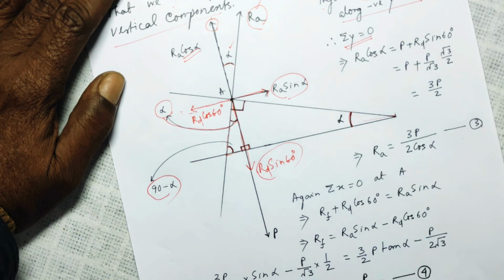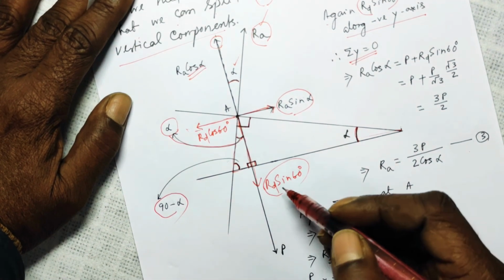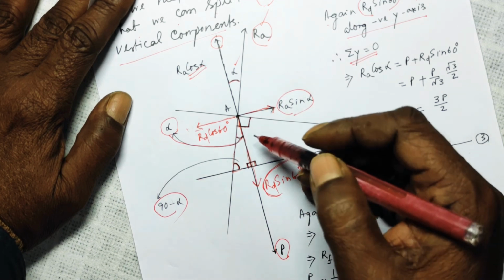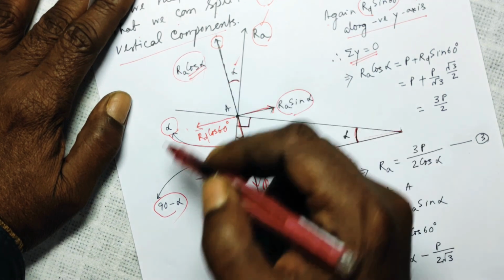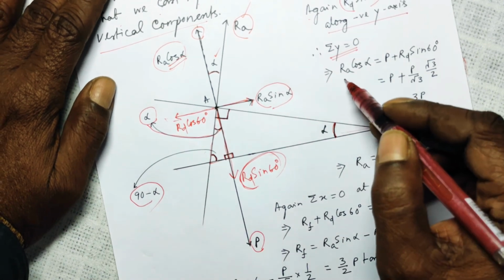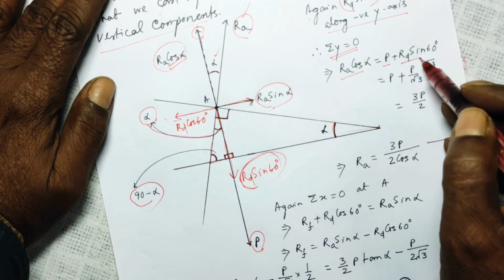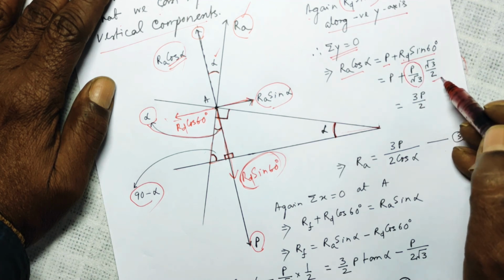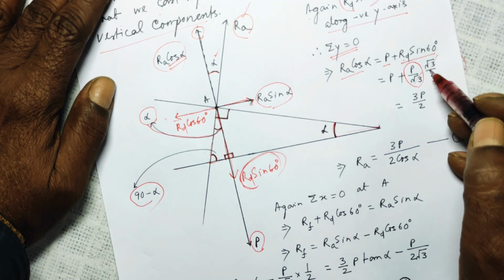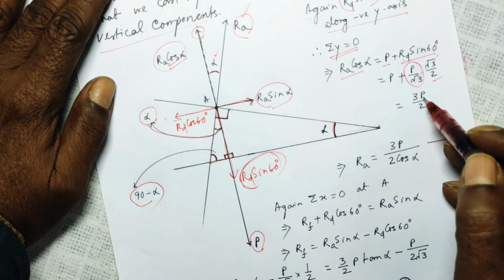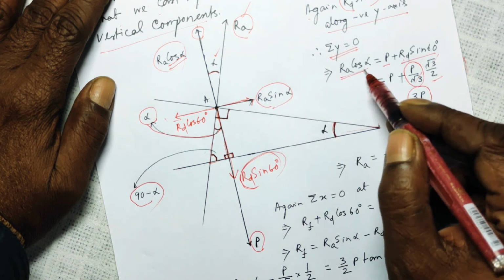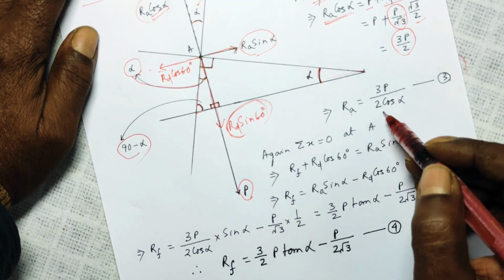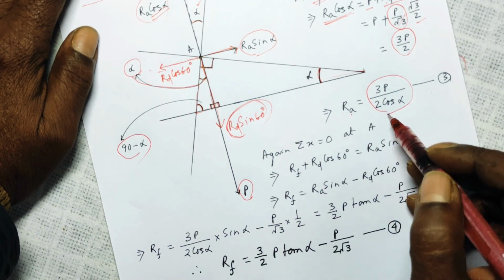So apply sigma y is equal to 0. Now RD sin 60 and P are in the same direction, which is being opposed by RA cos alpha. So RA cos alpha is equal to P plus RD sin 60. Put the value of RD, which we just calculated, sin 60. So this cancels. So P plus P over 2 is equal to 3P by 2 is your RA cos alpha. So your RA is equal to 3P by 2 cos alpha.